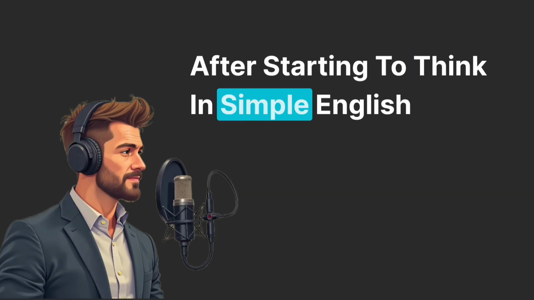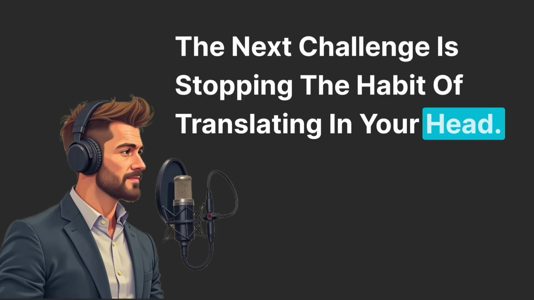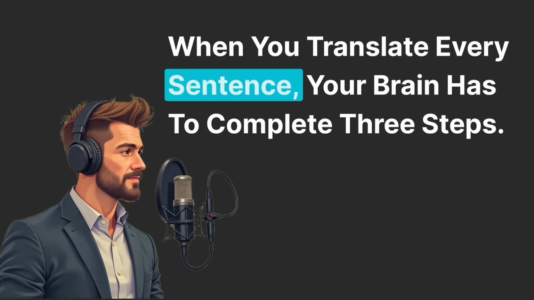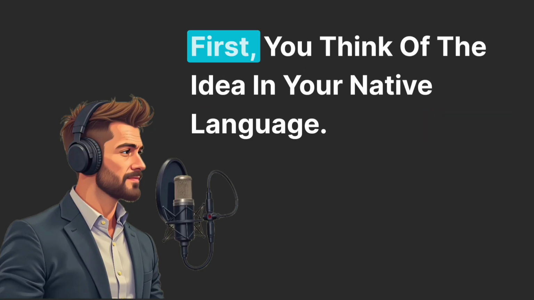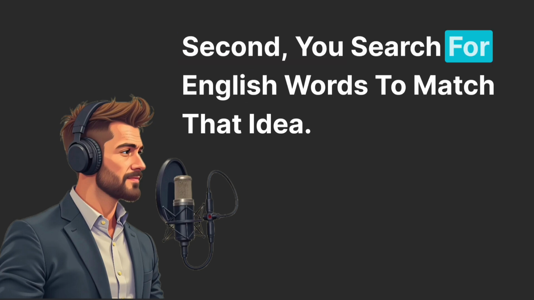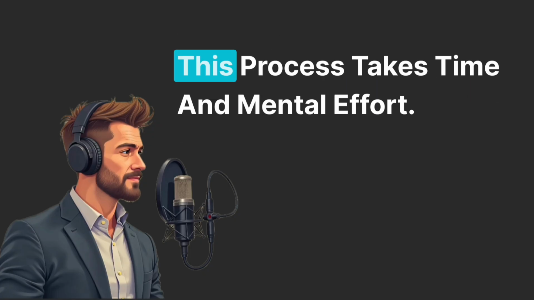Part 2. After starting to think in simple English, the next challenge is stopping the habit of translating in your head. Translation is one of the biggest barriers to fluency. When you translate every sentence, your brain has to complete 3 steps. First, you think of the idea in your native language. Second, you search for English words to match that idea. Third, you organize the words into an English sentence. This process takes time and mental effort.